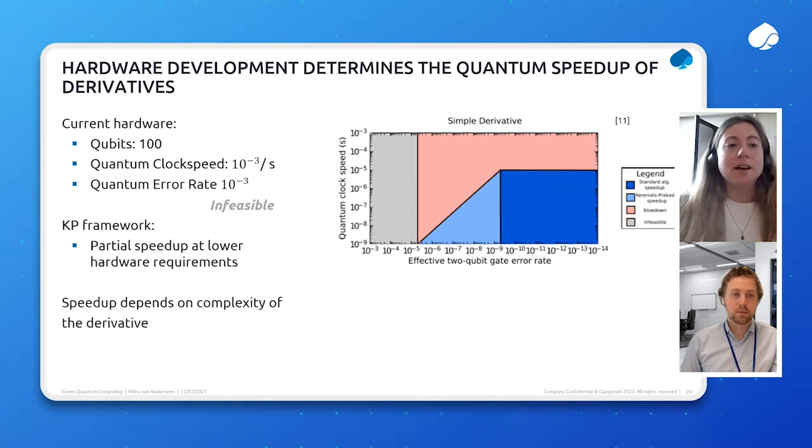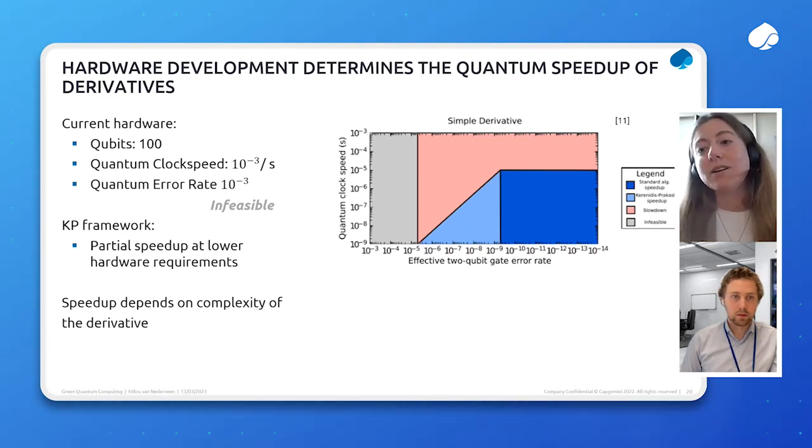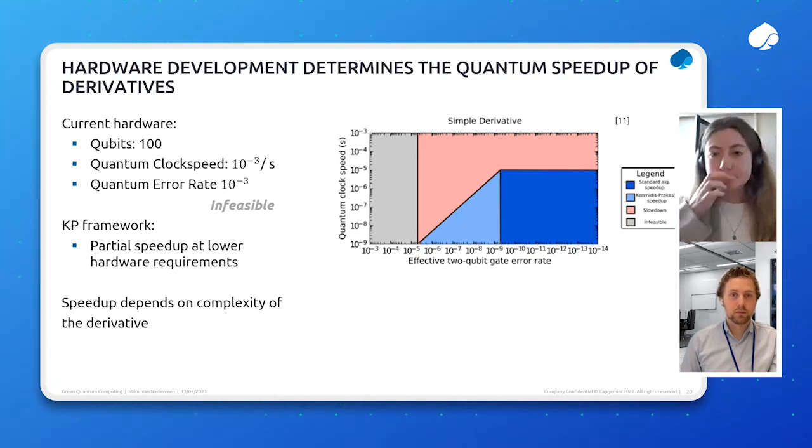before achieving the full speed up, which is the dark blue area. And currently we're in the upper left corner, the infeasible region, but by improving the hardware requirements, we can get to the bottom right corner, which would then give us the full speed up. What's interesting about this is the light blue area, where we now have a partial speed up at hardware requirements where previously we would only get a slowdown.